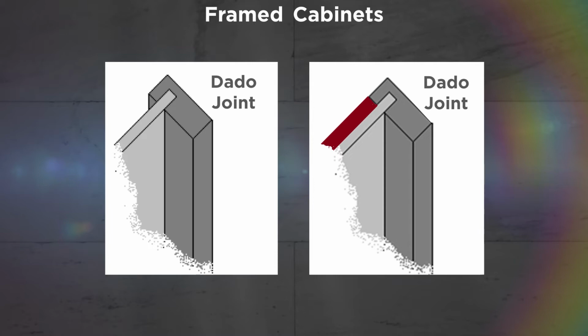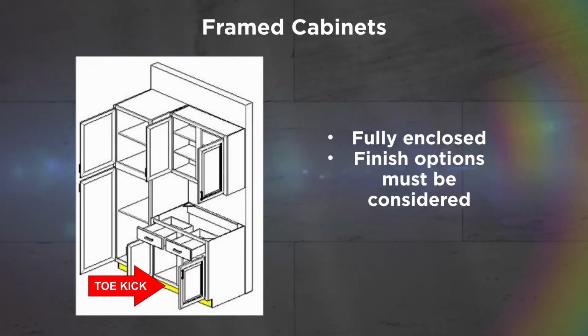Now, this panel is also used when the designer needs flush sides on exposed ends of a wall base or tall cabinet. If you are working with semi-custom, custom, or millwork cabinetry, then you can specify flush sides as a finish option. The toe kick area of most cabinets will be unfinished.